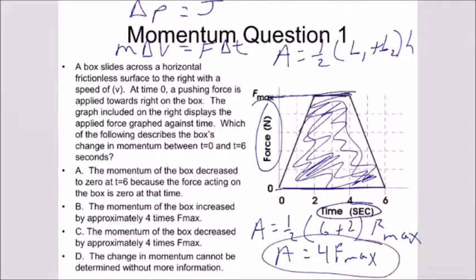That area is equal to our impulse, J, and remember that impulse is also equal to change in momentum. So the change in momentum is equal to the impulse, and the impulse is positive 4 F max. The box is moving to the right, so it had a positive velocity. This is going to increase it and make it an even bigger positive number. So our answer is the momentum of the box increased, by essentially 4 times F max. So we're looking at answer B.